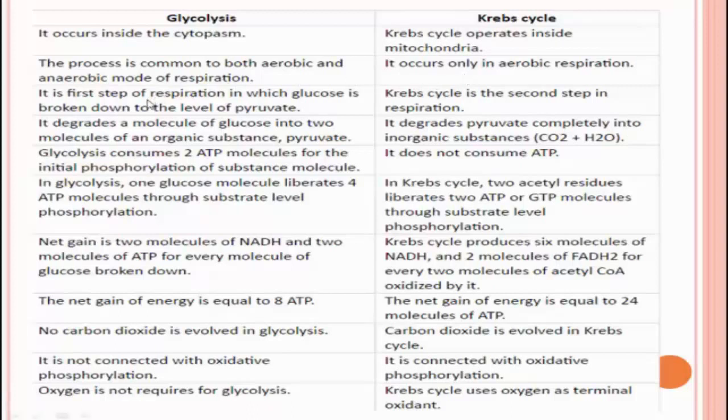In glycolysis, the first step of respiration, glucose is broken down to the level of pyruvate, while the Krebs cycle is the second step in respiration. Glycolysis also consumes two ATP molecules for the initial phosphorylation of substrate molecules, while Krebs cycle does not consume ATP.